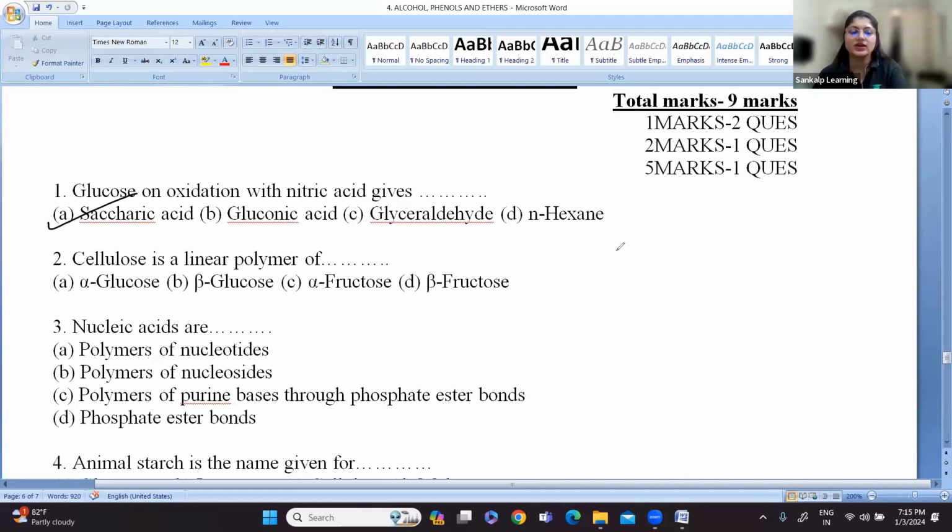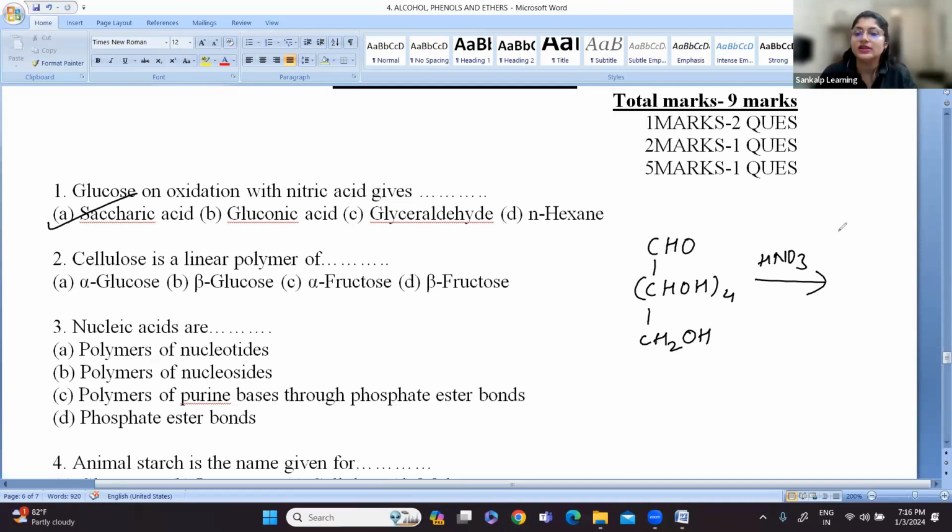So how is the glucose structure, students? I'll write CHO, then CHOH 4 times, and then CH2OH, a primary alcohol. Now you are doing oxidation with concentrated nitric acid, HNO3. Nitric acid is a strong oxidizing agent.